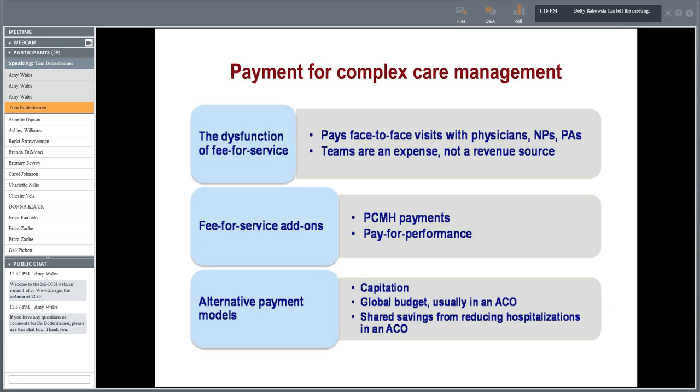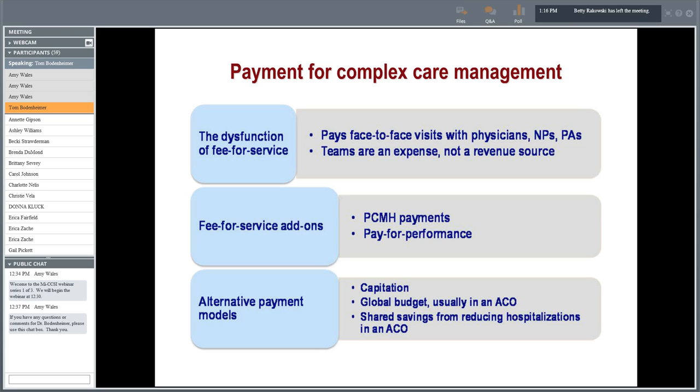Just for a few minutes about payment. We all know that fee-for-service does not help team-based care. So there are fee-for-service add-ons. There are patient-centered medical home payments in addition to your fee-for-service and also pay for performance that can help pay for a complex care management team.